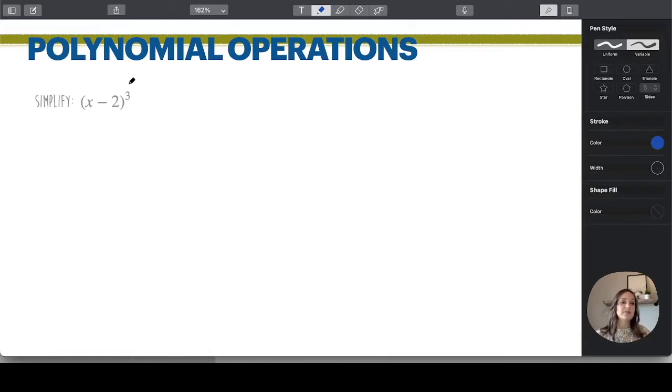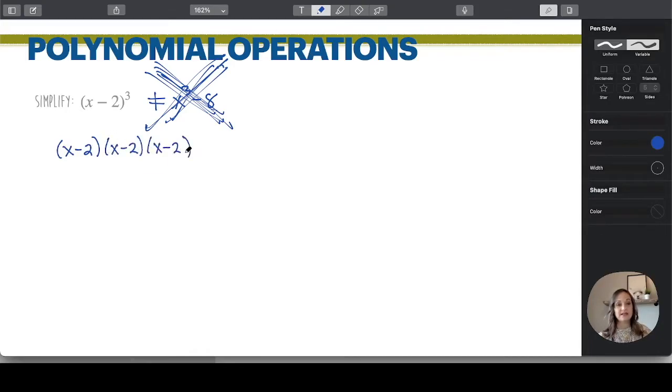Now in this case, to simplify, this 3 does not mean that. Do not do that. Did you hear me? Do not do that. x minus 2 cubed actually means that you write the expression x minus 2, you actually write it 3 times.